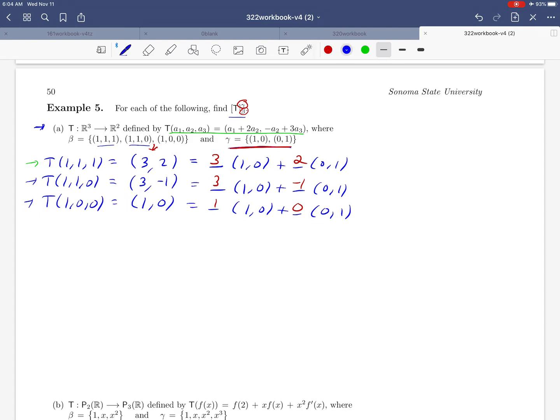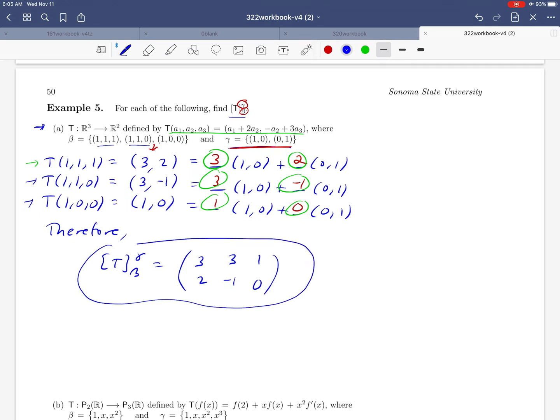So we have all the information that we need to write down our matrix. Let's review that process and how it works. The matrix for T, taking beta to gamma coordinates, would look like this: the first column is given by these two numbers, 3, 2. The second column is given by those two numbers, 3, negative 1. And then finally, the third column is those two numbers, 1 and 0. And there's our answer.